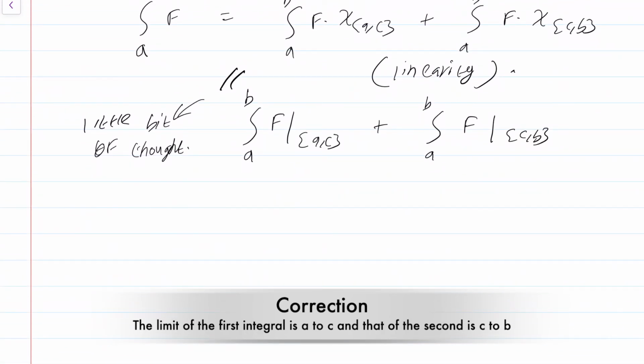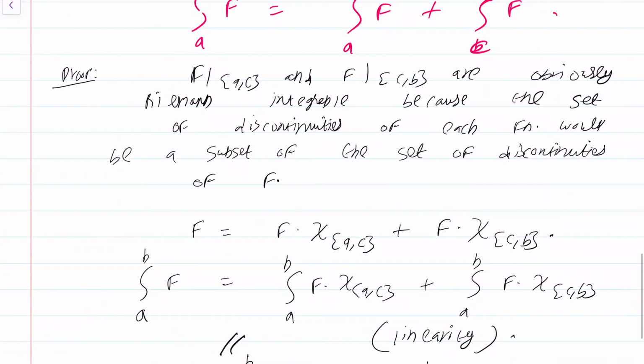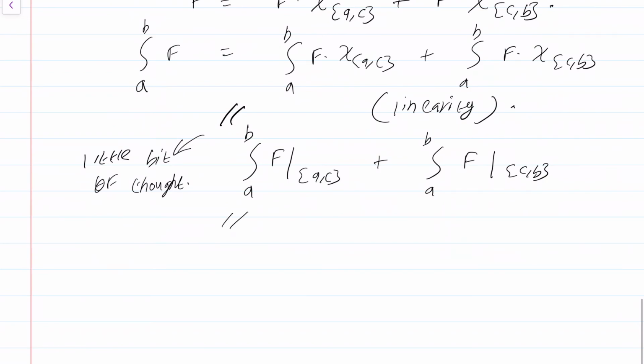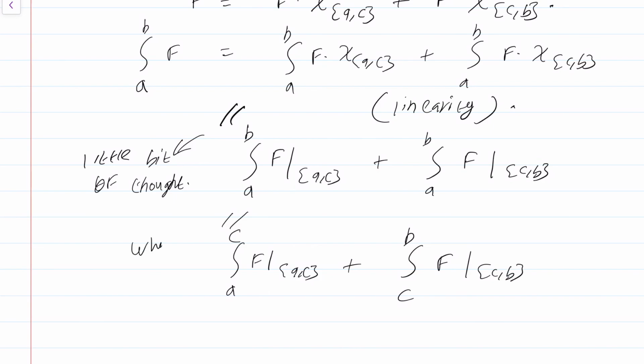Now the original proposition says it's the integral from a to c of f plus the integral from c to b of f. That is rather easy to see. The integral from a to b of f restricted to [a,c] is actually the same as the integral from a to c of f restricted to [a,c] plus the integral from c to b of f restricted to [c,b]. Why? Please check why this is true. Again, this also requires just a little bit of thought.